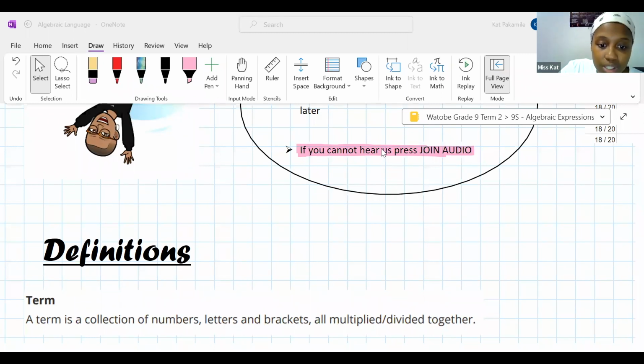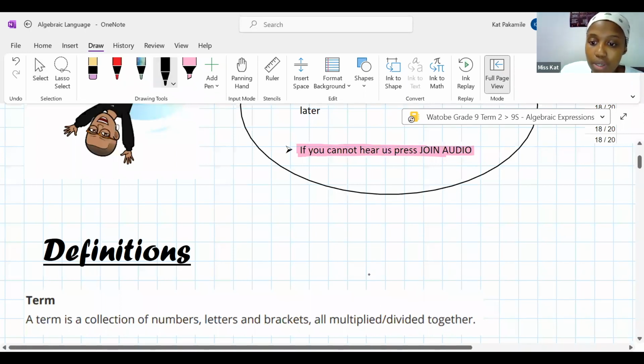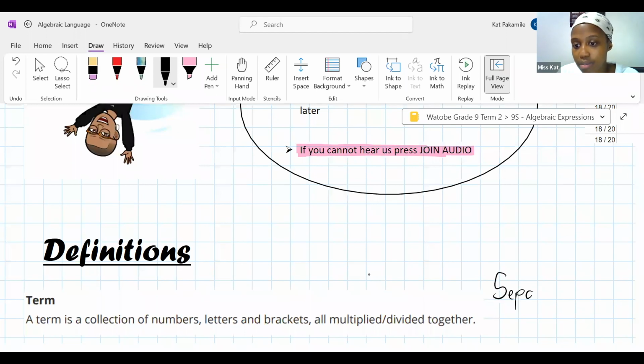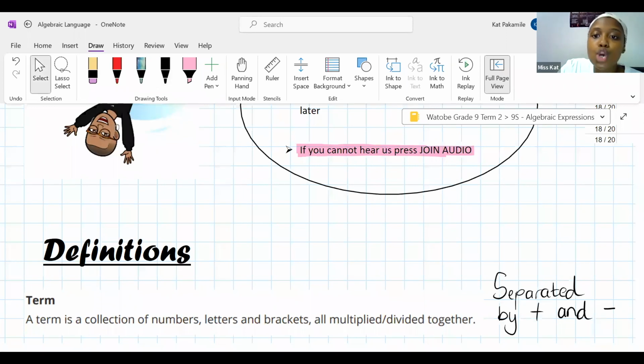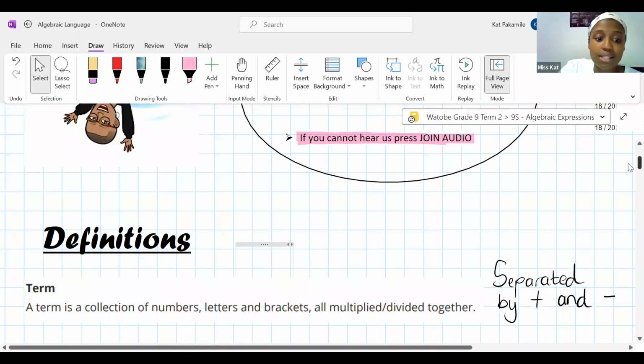Addition and subtraction, guys. Brackets do not separate terms. Only addition and subtraction. So terms are separated by a plus and minus. If you see times and divide, do not get confused. That is all just one term. Pluses and minuses are the only ones that separate terms. Okay, that's out the way.